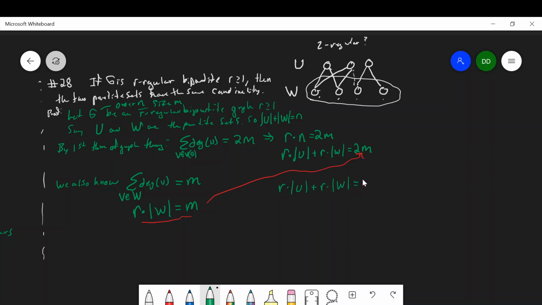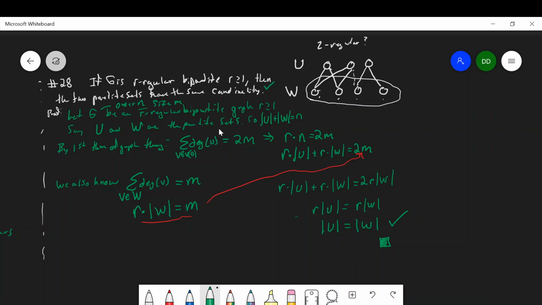So I have R times |U| plus R times |W| equals 2R times the cardinality of W. So I'm going to subtract R times the cardinality of W from both sides. I get R times the cardinality of U equals R times the cardinality of W. Since R is at least 1, it's not 0, and so I can divide by R. So cardinality of U equals cardinality of W. That's what I wanted to show. The two partite sets, U and W, have the same cardinality. Got it.